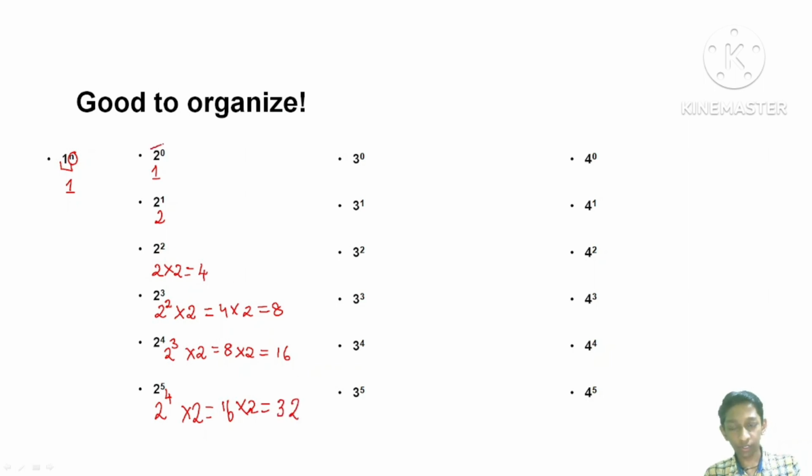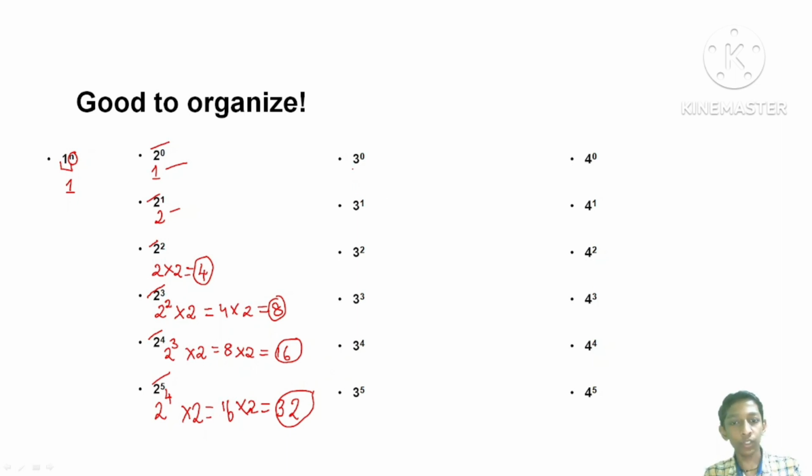2 raised to the power of 0, or any number raised to the power of 0, the answer is 1. 2 raised to the power of 1 is 2 itself. 2 raised to the power of 2 is 4. 2 raised to the power of 3 is 8. 2 raised to the power of 4 is 16. 2 raised to the power of 5 is 32.